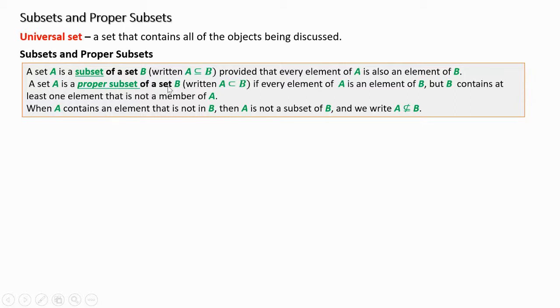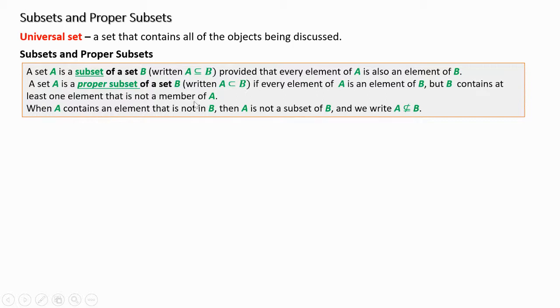Set A is a proper subset of set B. This is the symbol for proper subset. If every element of A is an element of B, but B contains at least one element that is not in A. So in other words, every element in A is also in B, but B contains more elements that are not in A. It can be one or it can be more.